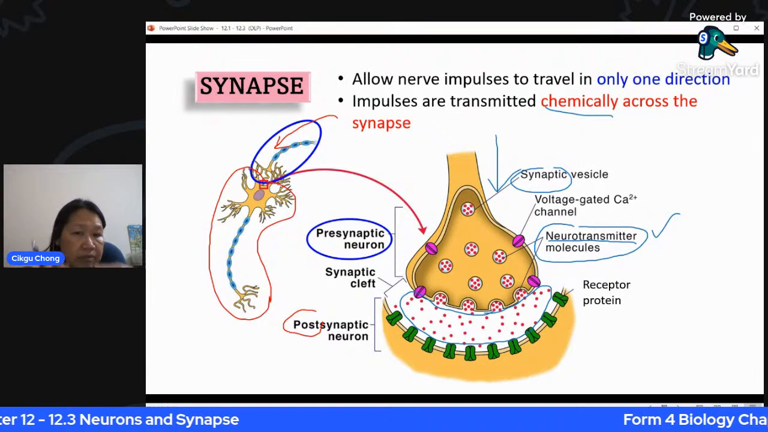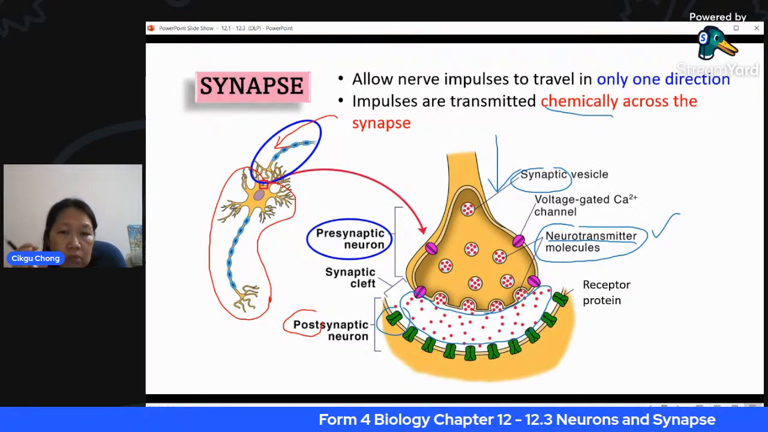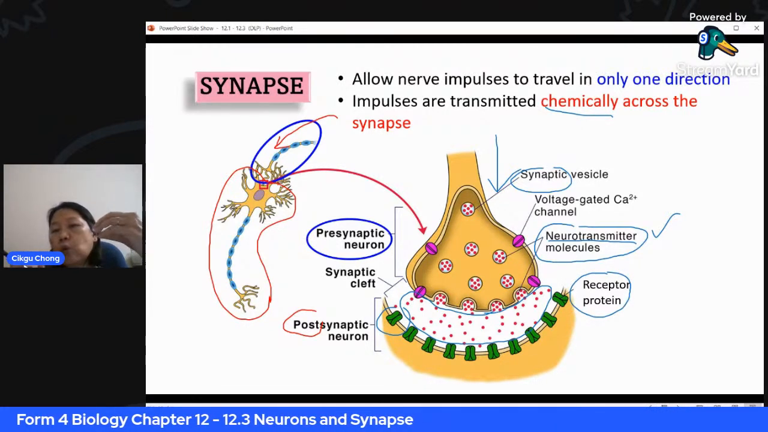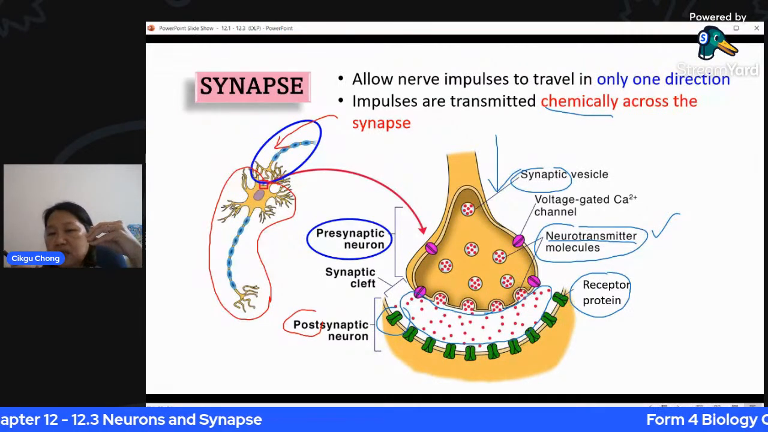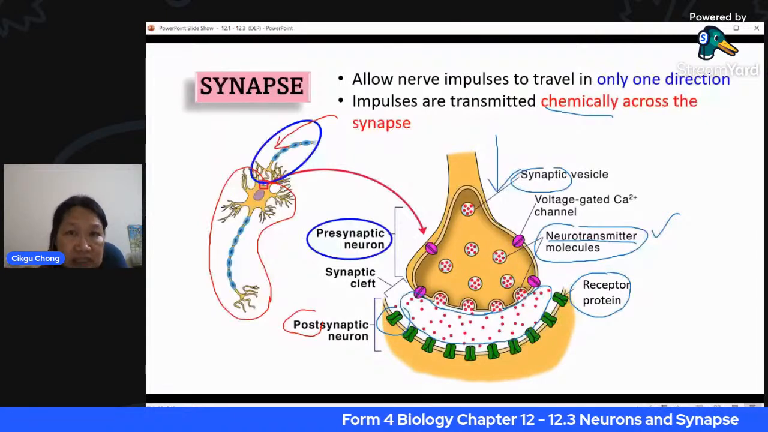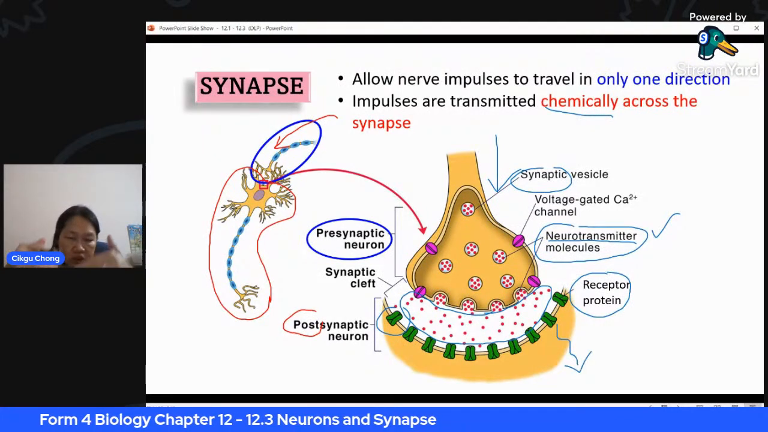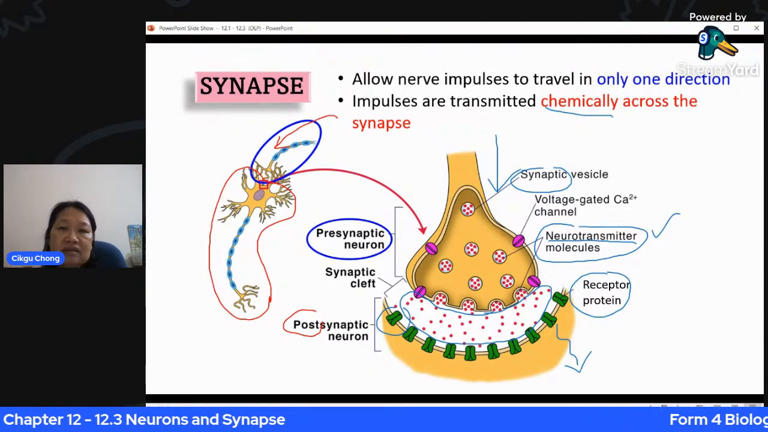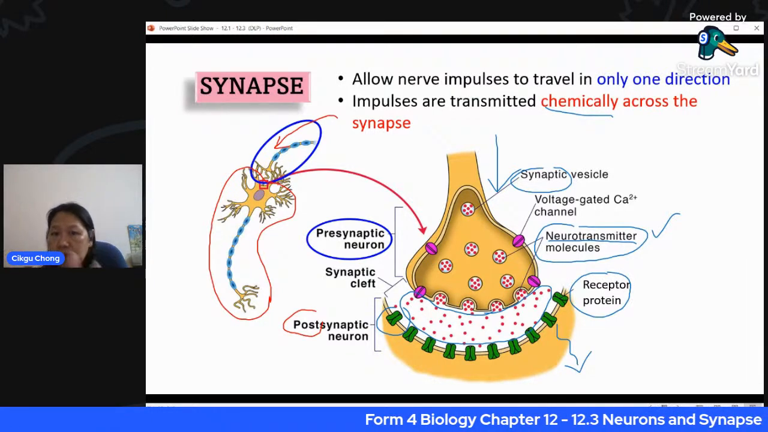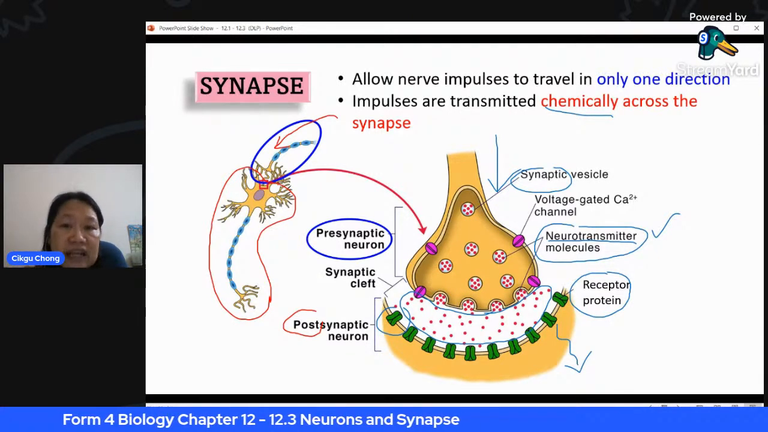Okay, and once the chemicals are accepted by the other side, there's a special molecule here we call the receptor protein. The receptor protein, once it receives this neurotransmitter molecule, is going to generate impulse again. So the impulse will be generated, and now the impulse will pass over to the other side. So it's like electrical in the beginning, then somewhere in the middle it turns into chemical, and after that it changes back to electrical.